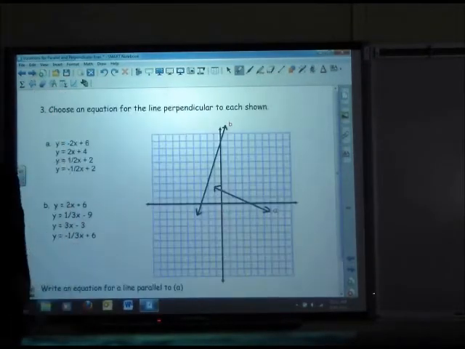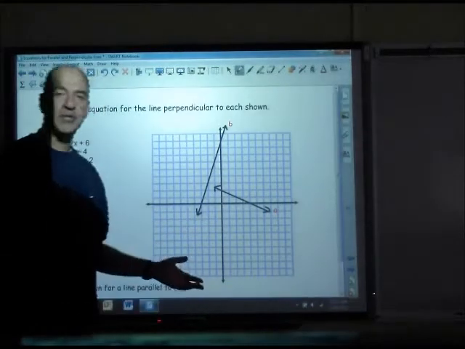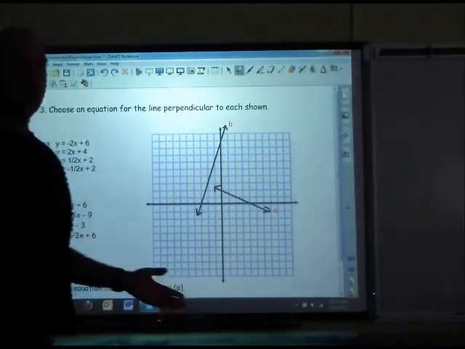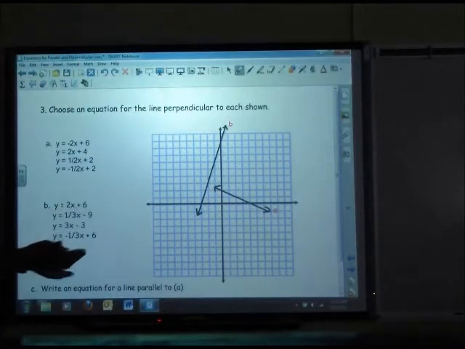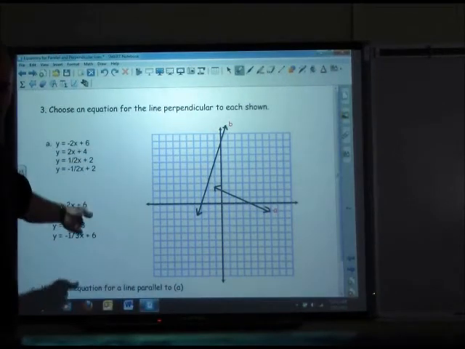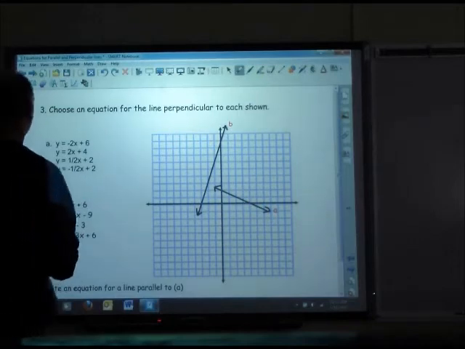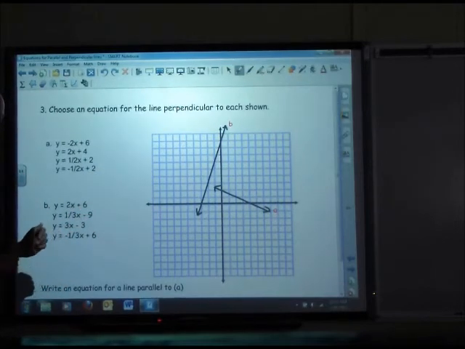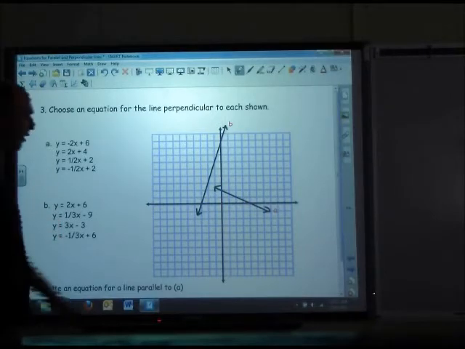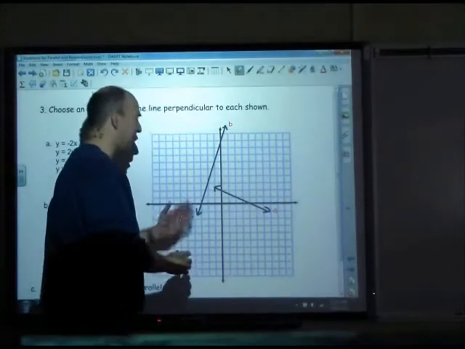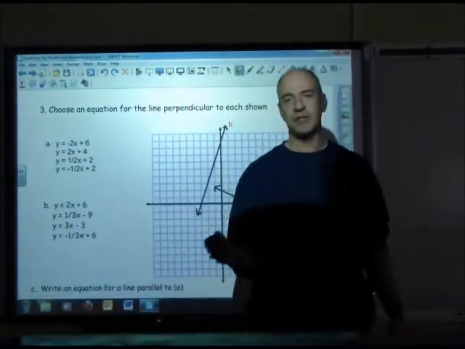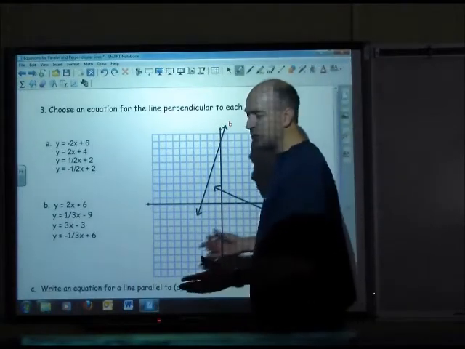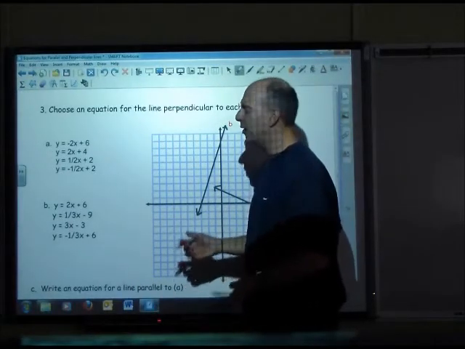Okay. All right. So on the MCA or on the state or the grad portion of the MCA, they may ask you, okay, which lines are going to run parallel or perpendicular based off the equation. Okay? So here I've got choose an equation for the line perpendicular to each shown. All right? So I've got 4 equations here to choose from, and I've got a couple different lines. So what you've got to be able to do is look at the line first and identify what that slope is. Okay? That is going to tell you what you need to know, because parallel lines are going to have the same slope, perpendicular, negative reciprocal.